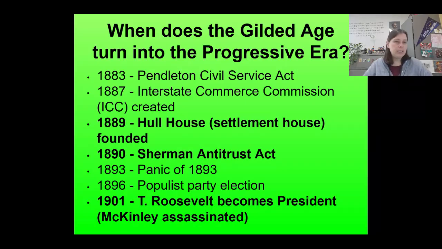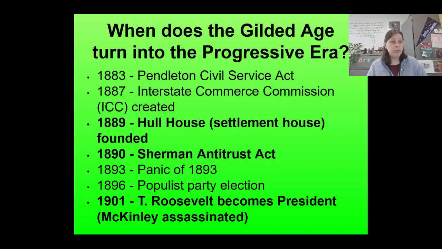I would say the most classic date that a lot of people start the progressive era is in 1890 with the Sherman Antitrust Act. The Sherman Antitrust Act is the first law to attempt to regulate monopolies and trusts, to try to break them up. Not super successful, at least not at first, but it is often used as a starting date for the progressive era for that reason.